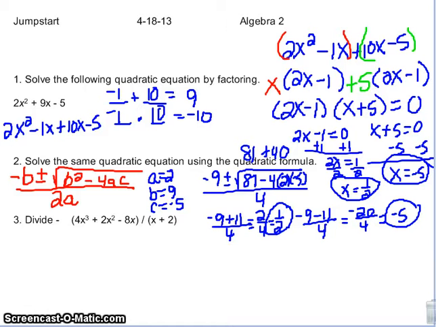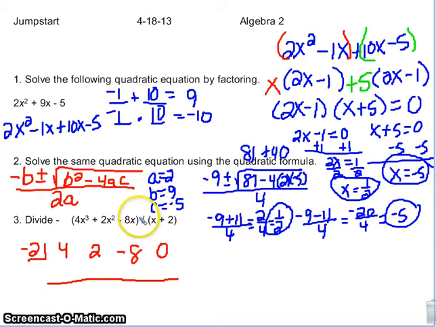All right, number 3, we're going to divide. And so I'm a synthetic girl. I don't know about you, but I'm going to divide synthetically. What goes on my shelf? -2. Then I'm going to do 4, 2, -8, 0. Thank you. Y'all just made my morning.